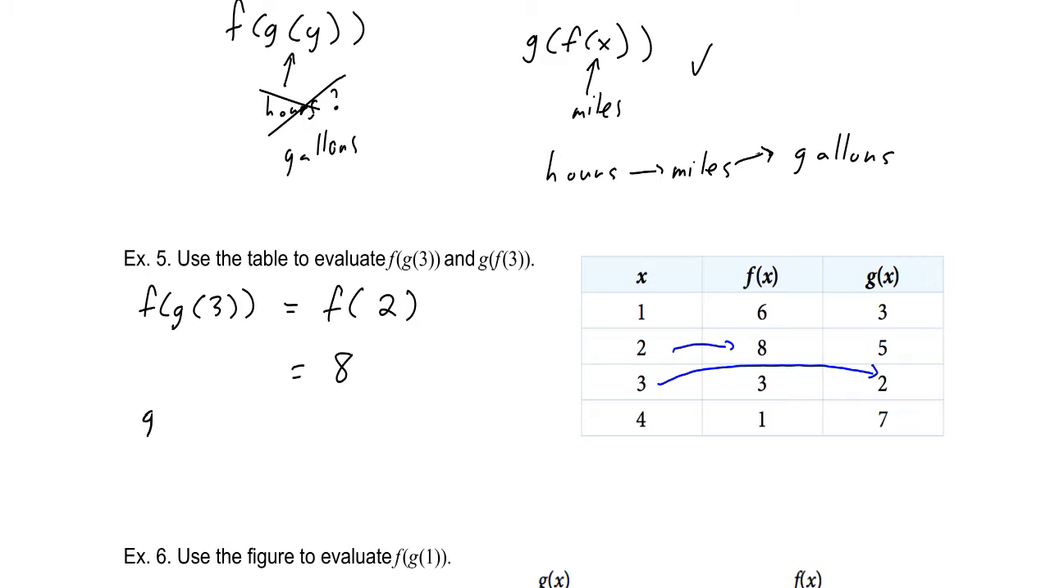Now in the other direction, let's use a different color for this. This is going to be g of whatever f of 3 is. Well, f of 3 is 3. And then g of 3 is 2, as we saw earlier. So g of f of 3 is 2.